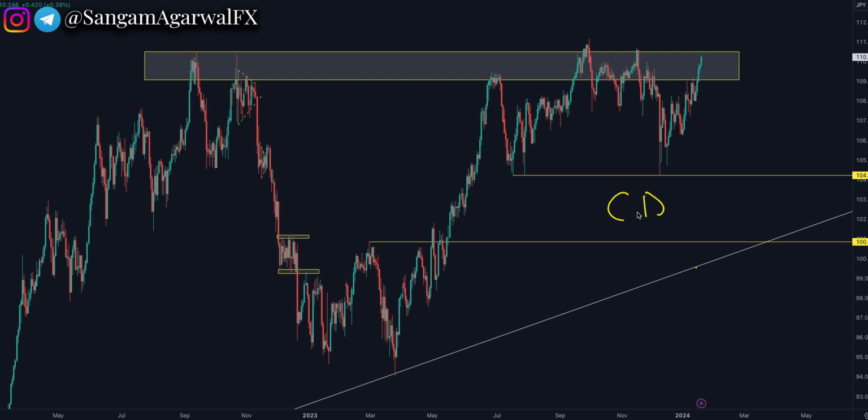Same with CADJPY. Because of war, this pair was up and this pair is linked with oil. Price is testing again this horizontal resistance zone. On the daily chart, this side it is testing a third time. If price fails to break out of this resistance, then this time it will not stop before the 104 level.